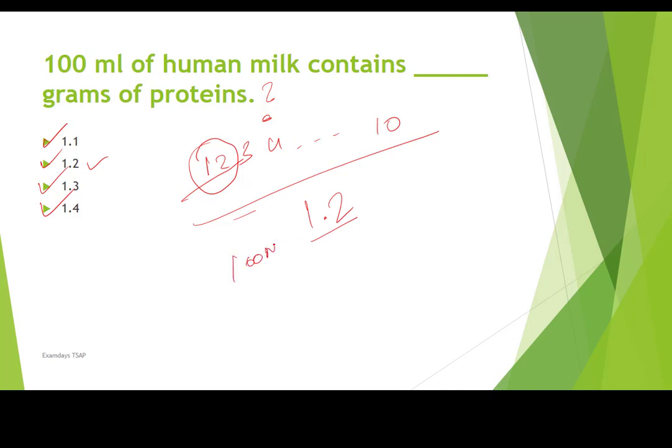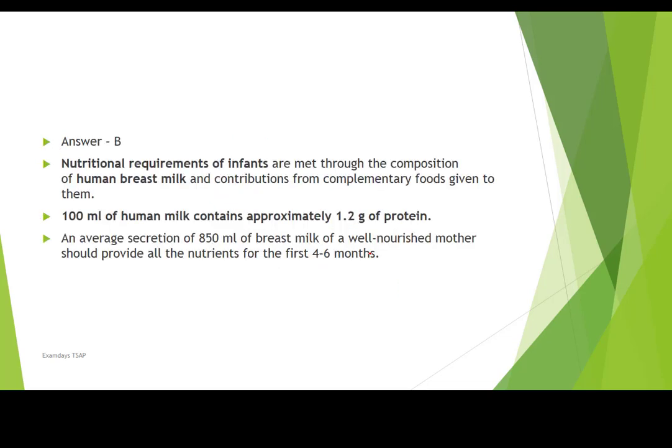This comes under 100 ml of human milk. 100 ml of human milk contains 1.2 grams of protein. So this is the explanation. You can check that the nutritional requirement of infants, meaning small children, is met through the composition of human breast milk and the contribution from the complementary foods given to them. So 100 ml of human milk contains approximately 1.2 grams of protein.